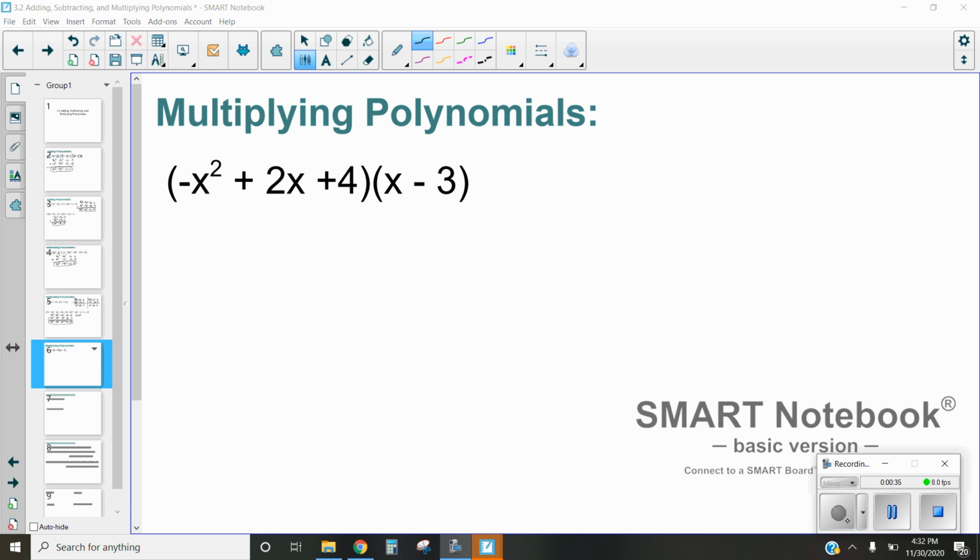Then we're going to talk about some special product patterns that we see, so that when we see a product that's one of those special forms, we can use that special product pattern instead of having to FOIL it all out. So let's go ahead and take a look at this first one here.